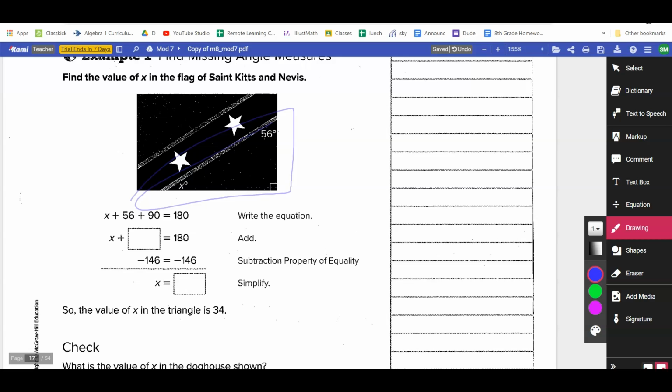Okay, so I'm looking at x, then my right angle. This is going to be 90 here. This is 90 right here. Oh, 90 plus 56. Yeah, plus whatever. So, yeah.